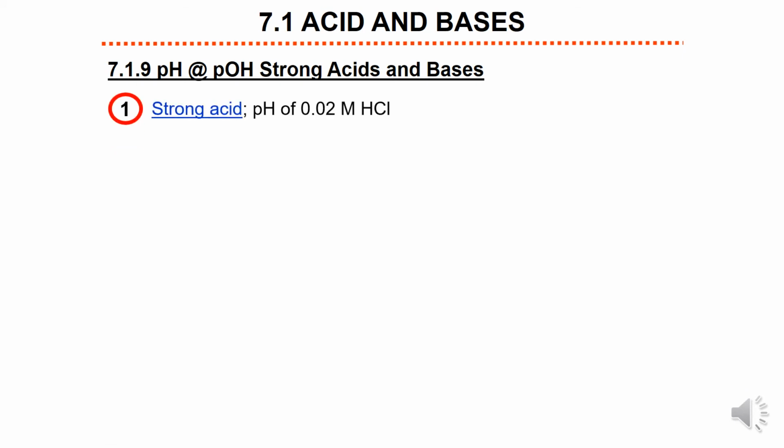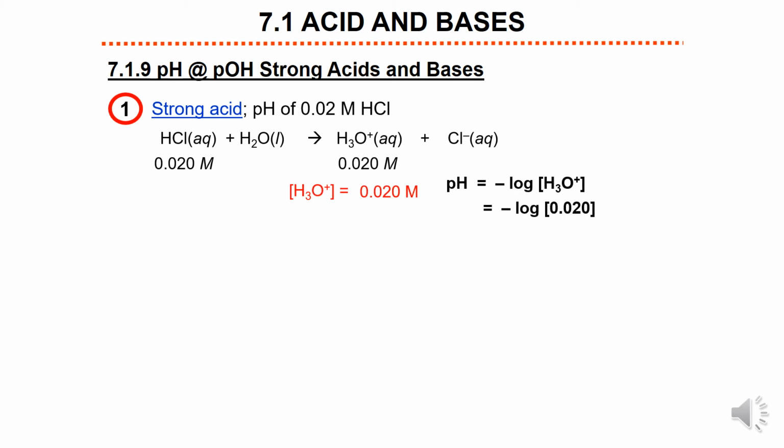pH or pOH, strong acid and strong base. Consider we have the strong acid hydrochloric acid, 0.02 molar. To determine pH, first we write the equation. HCl dissociates in water, producing hydronium ion and chloride ion. The concentration of HCl is 0.02 molar, so the concentration of hydronium ion is 0.02 molar since HCl is a strong acid. Substitute in the equation: pH equals negative log concentration of hydronium ion, pH equals 1.7.